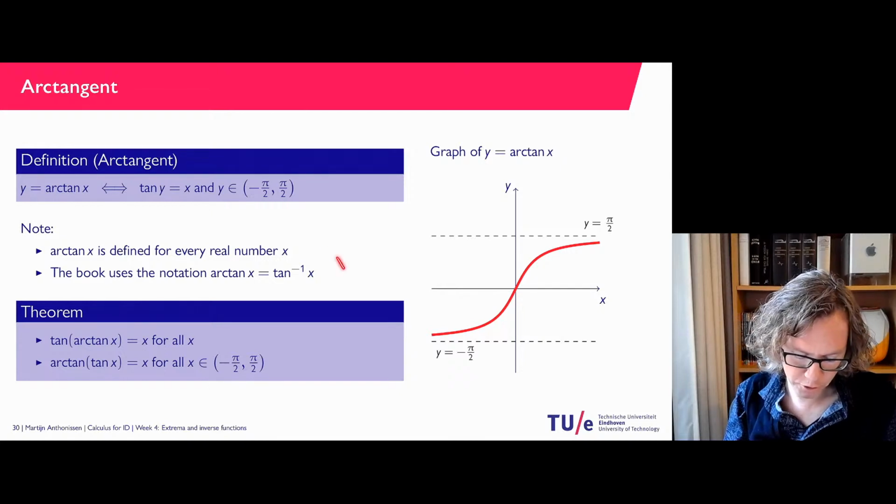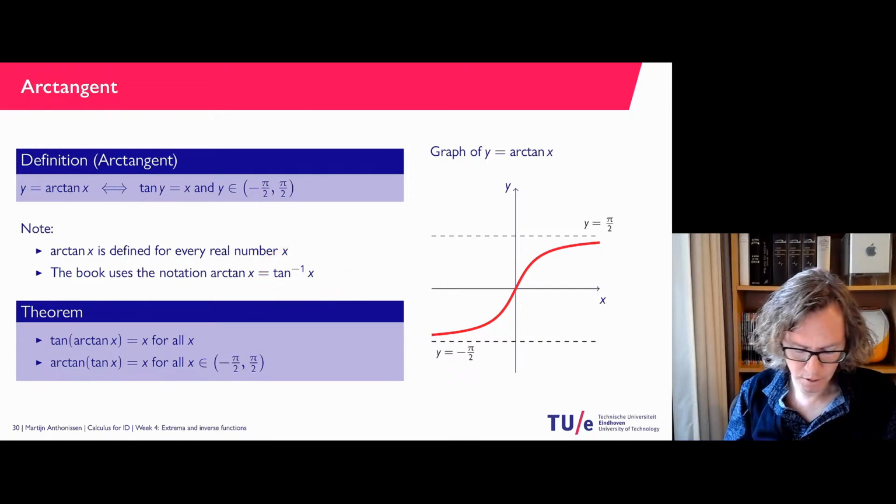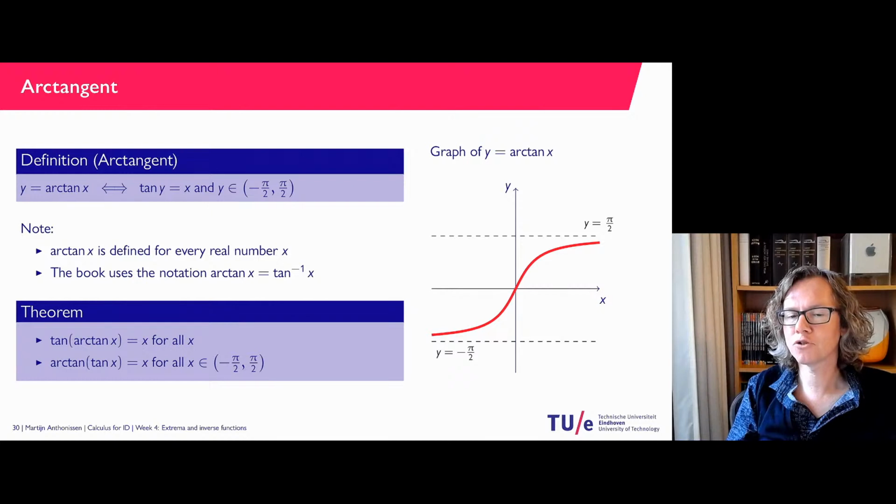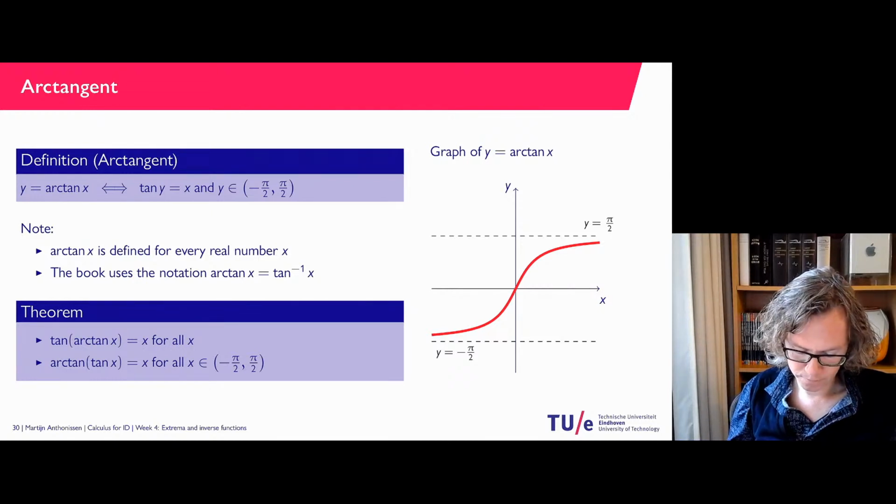Okay, and the book has a different notation, of course. So now, if you do the tangent of the arctangent, that will always be x. Every single x that you take, that will always hold.